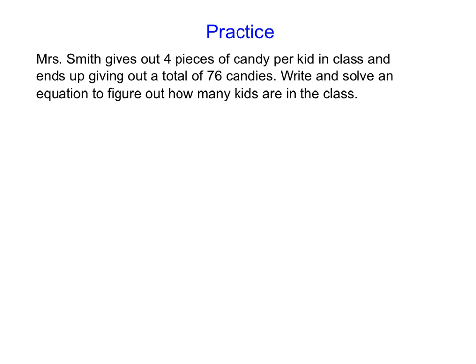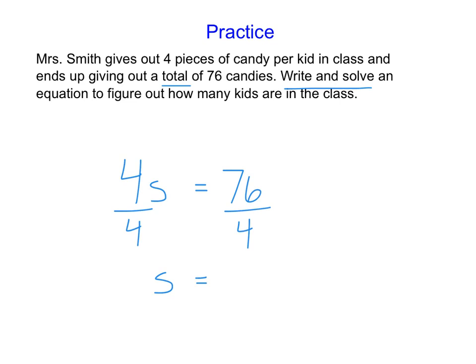So one story problem to practice on your own if you want to pause and try it. Miss Smith gives out 4 pieces of candy per kid in class and ends up giving out a total, again, of 76 candies. Write and solve an equation to figure out how many kids are in class. So if it's 4 pieces per student, 4S, 4 times each student, right? And she gives out a total of 76.